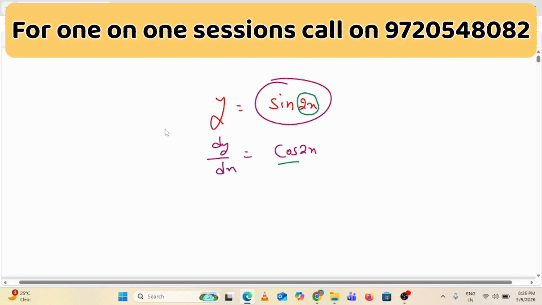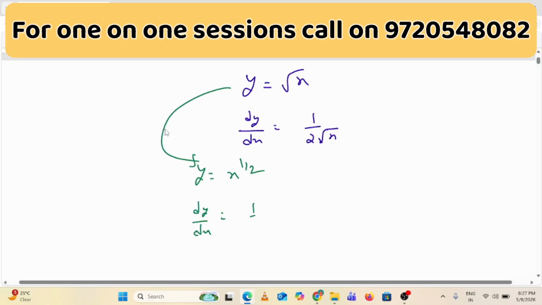But you have to differentiate this 2x again. So you will get what? Half into x power half minus 1.